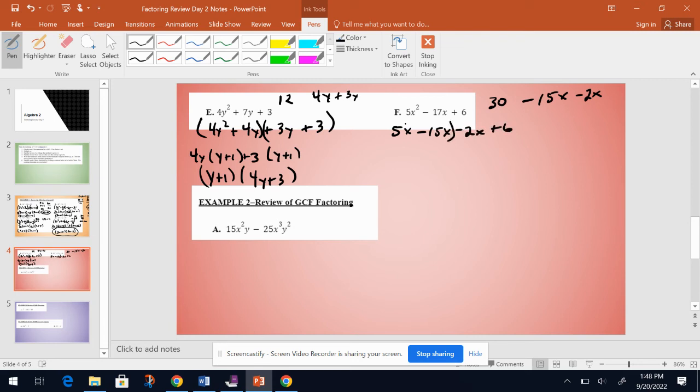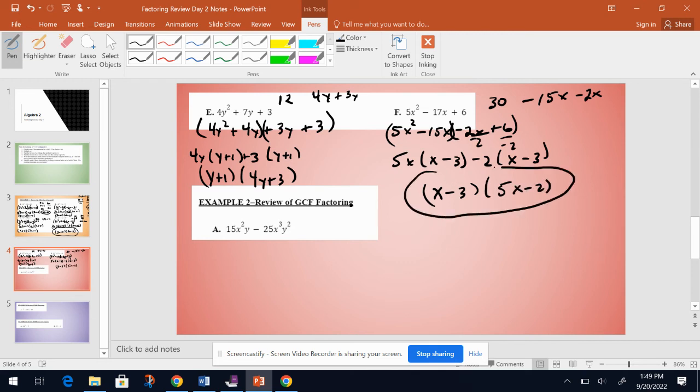Factor by grouping. Group the first two. Group the last two. I'm going to take a 5x out here. That's going to leave me with x minus 3. I'm going to take a minus 2 out of here. Again, when that first term's negative, you got to take a negative out. And that's going to leave me with an x minus 3 because I'm dividing these by negative 2. Okay, so I've got an x minus 3 and a 5x minus 2. This is the factored form. That would be my answer I would put into Delta Math.